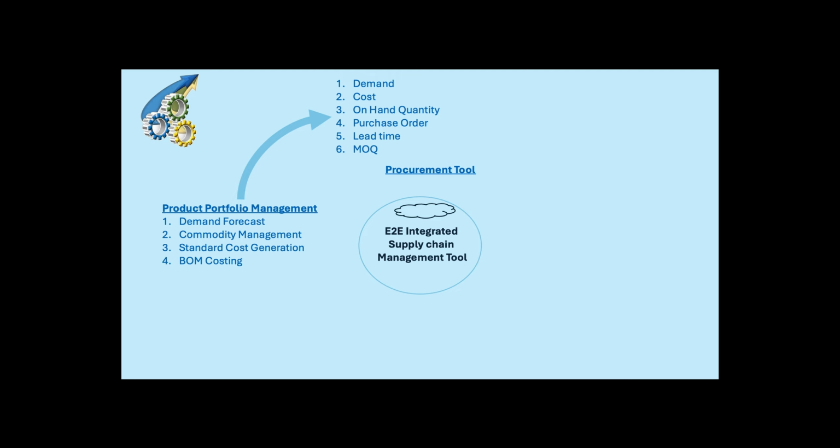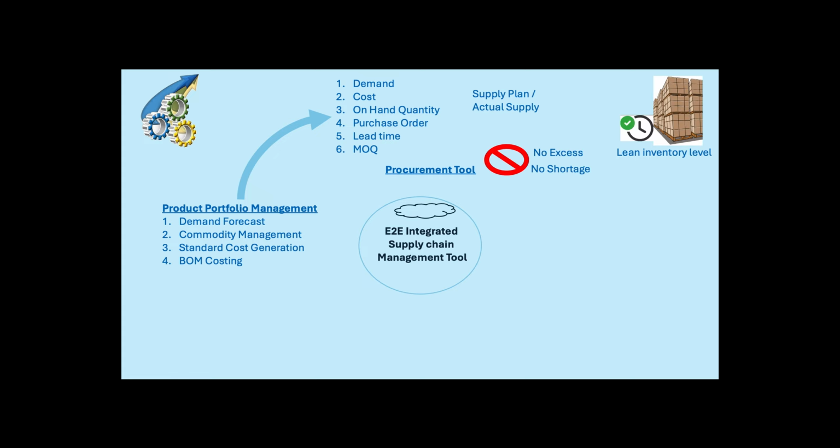With all this information, the procurement tool will be helpful to plan the material supply plan. It has the capability to analyze the actual supply versus the supply plan. This tool ensures that the material is received on time so that lean inventory level is maintained to avoid excess or shortage scenario. Procurement tool is very well supported by the logistics management tool, which covers the logistics cost and tracks the inbound and outbound.